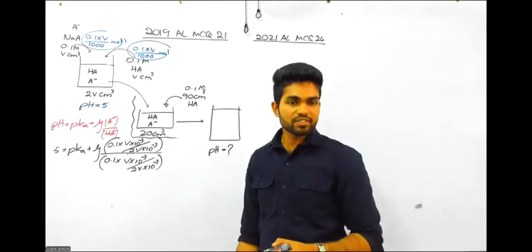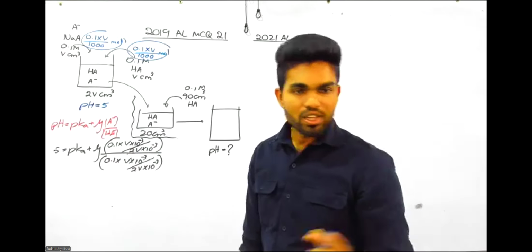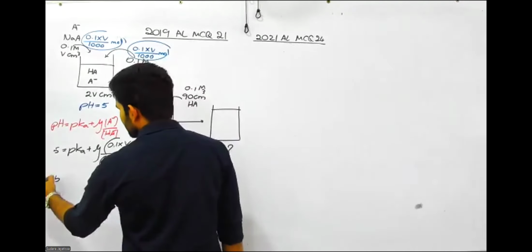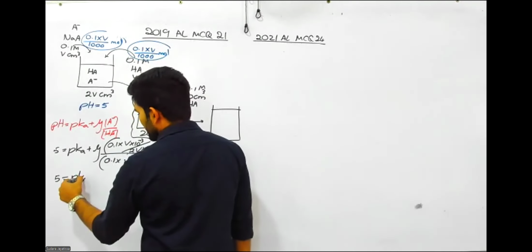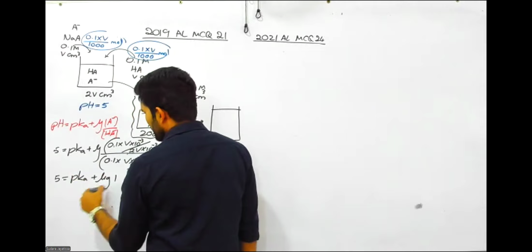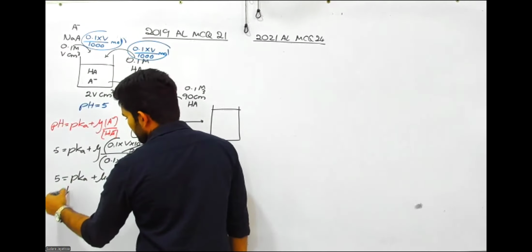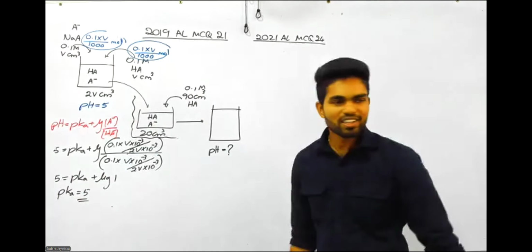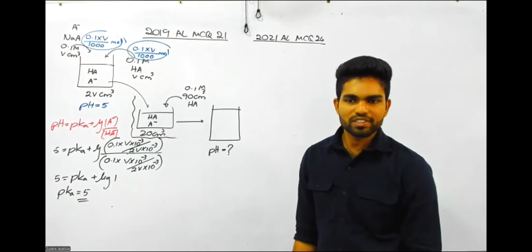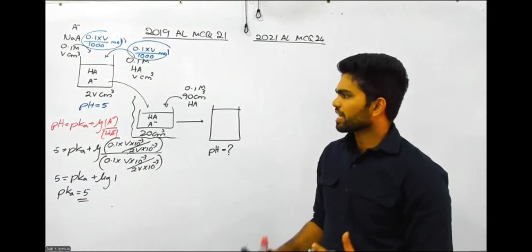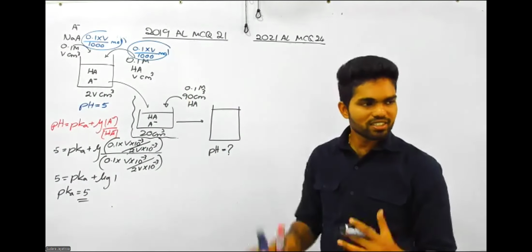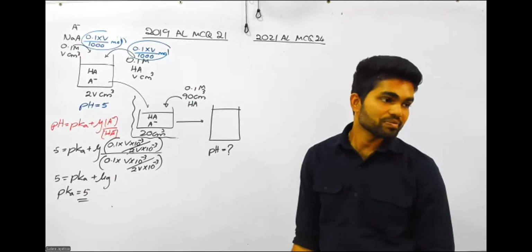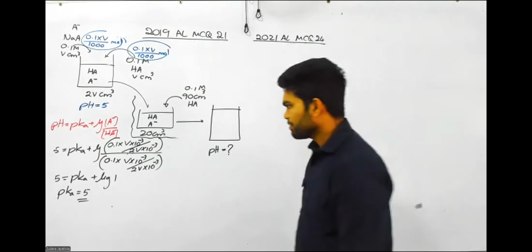These two will get cancelled. So log 1. What is the value of log 1? 5 equals pKa plus log 1. Log 1 is 0. So that means your pKa value is 5. That is the data you can extract from the first statement. Is that clear? pKa 5.